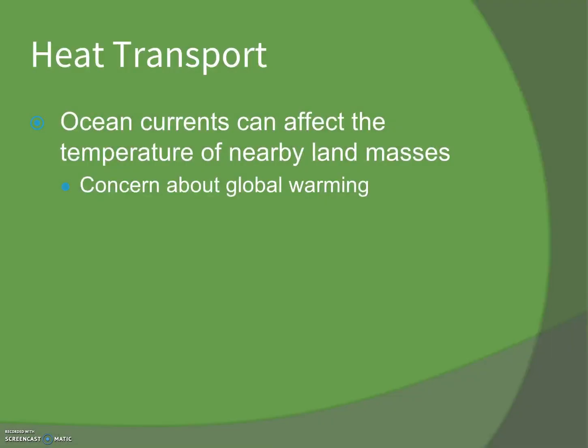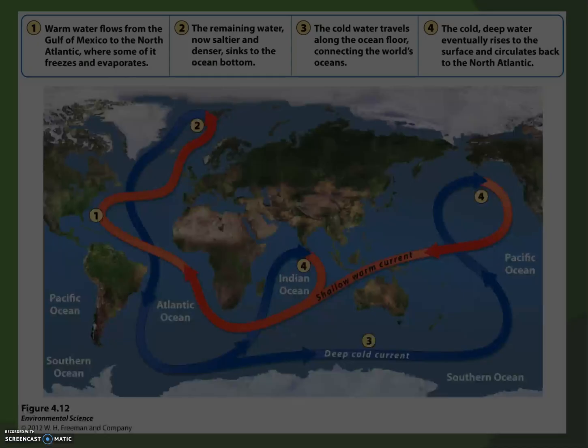Ocean currents can affect the temperature of nearby land masses. Okay, so this is important. If our oceanic circulation changes, or our water temperature changes, or our quantity of water changes, because as we have global warming, we're melting more of those polar ice caps, so we're adding more cold, fresh water into that system, we're upsetting the balance, and we don't entirely know how that's all going to play out if we continue on the path that we're on.